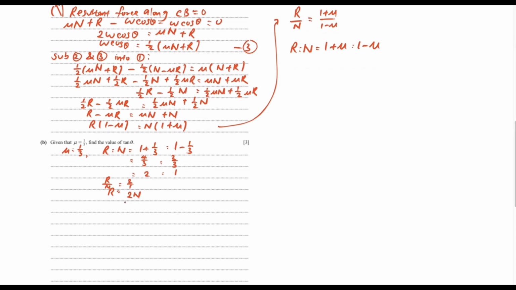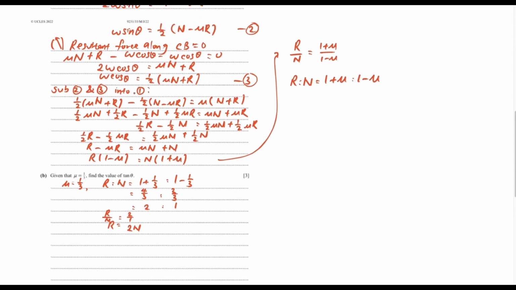And now we want tangent theta. So we know that we have sine and cos. We have to divide them to get tangent. So I take equation 2 divided by 3, which is this over this. Then I get tangent theta on the left. On the right, I just take this and divide by this. I'm going to get (n minus mu R) over (mu n plus R). So I get this now.